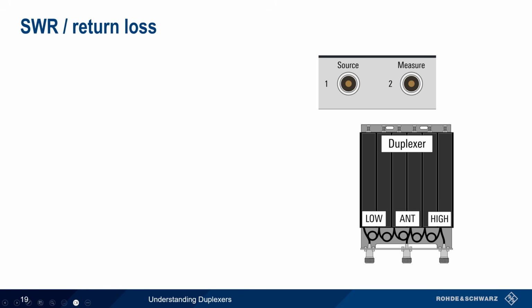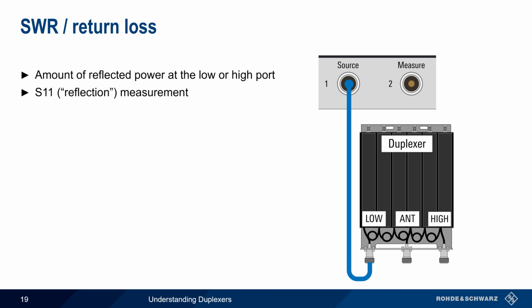The last measurement is standing wave ratio, SWR, or return loss. This is the amount of power reflected by either the low port or the high port, and hence in VNA terms is an S11 measurement, in which power is sourced by the instrument, and the amount of return power at that same port is measured. As before, the unused port should be terminated.